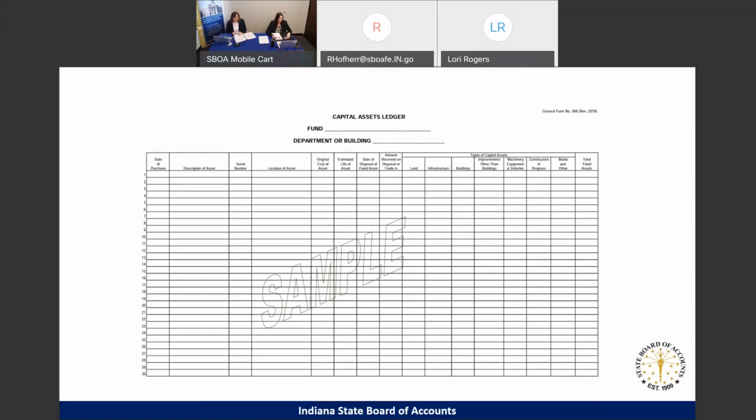And then you take the original cost, or the estimated cost if necessary, and allocate that to the appropriate category, whether it's land, infrastructure, buildings, improvements other than buildings, machinery, equipment, vehicles, or books and others. And we're going to go over those categories so we clarify what those are.